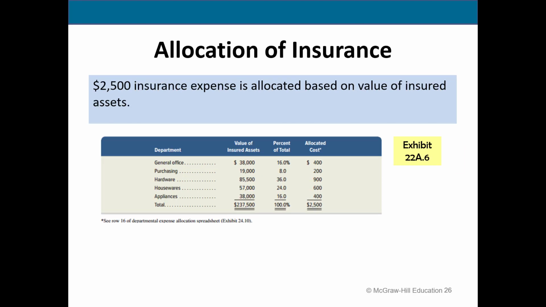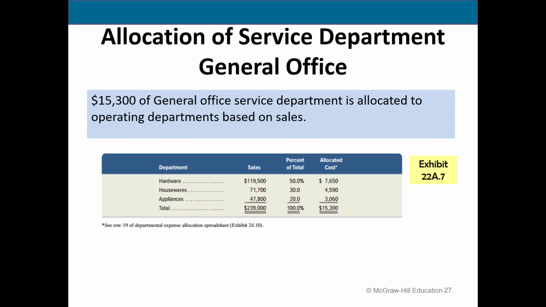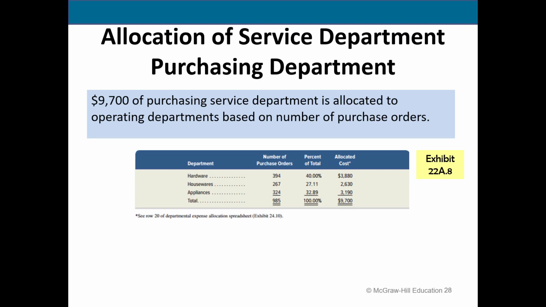Insurance is allocated based on the value of the insured assets. So again, total up each one for each department, get the percent of that total, and then multiply by 2,500. The general office service department is allocated to the operating departments based on sales. And we did this calculation on the first spreadsheet we looked at. And then finally, the purchasing department is allocated to the operating departments based on the number of purchase orders they requested.